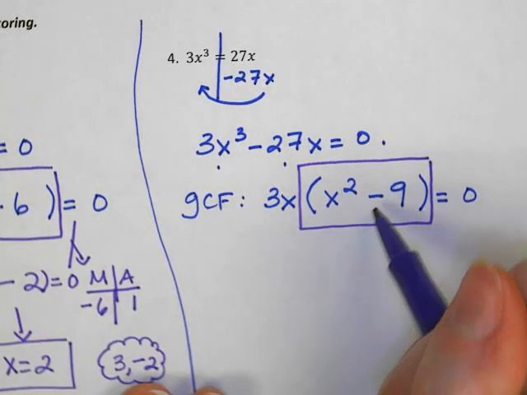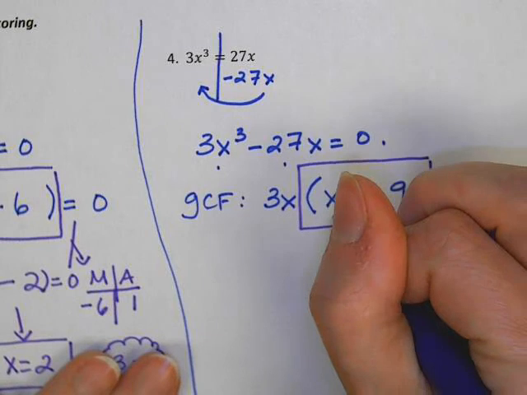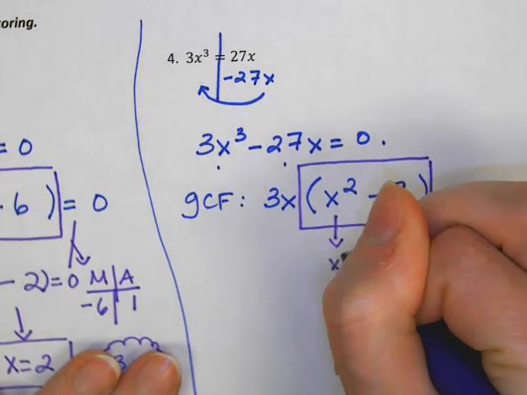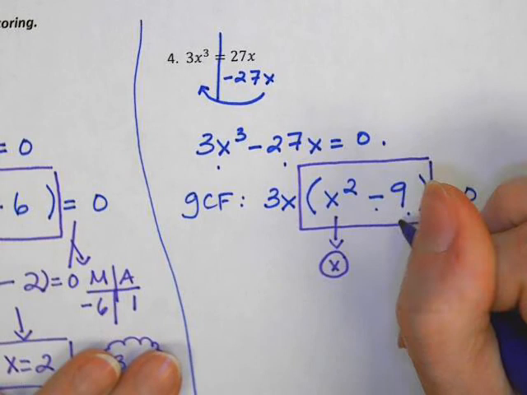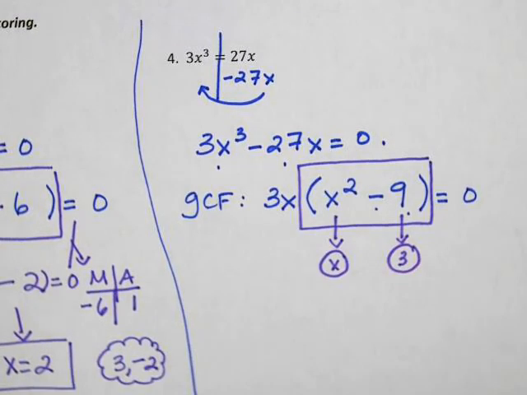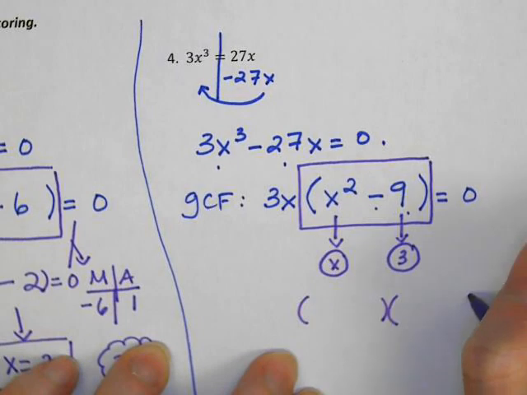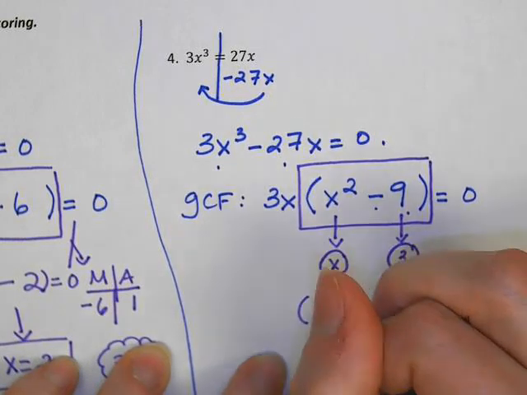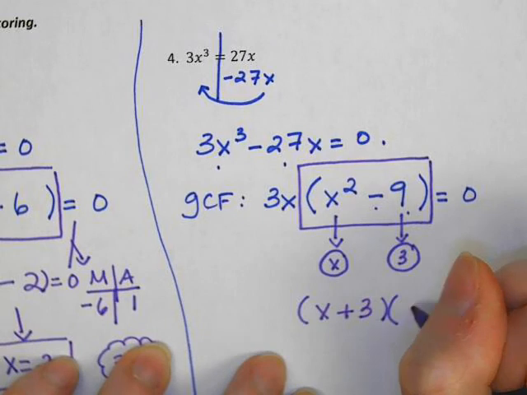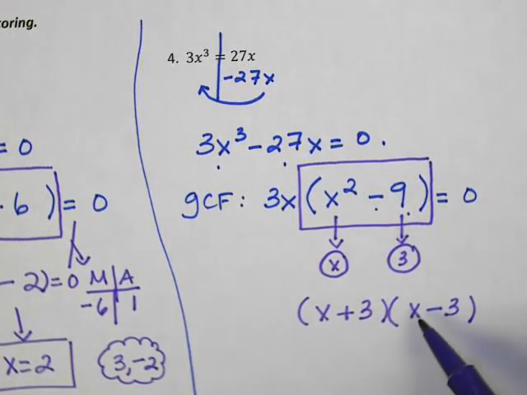And it's the difference of two perfect squares. So how do we factor that? Well, x squared is a perfect square of x. And 9 is a perfect square of 3. And if you guys remember the difference of two perfect squares pattern, it's one plus the other, one minus the other. So it's x plus 3 and it's x minus 3. That's how you factor the difference of two perfect squares.